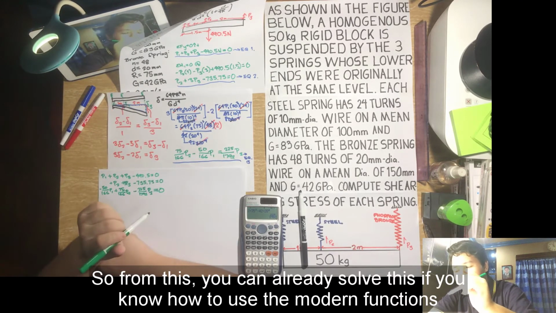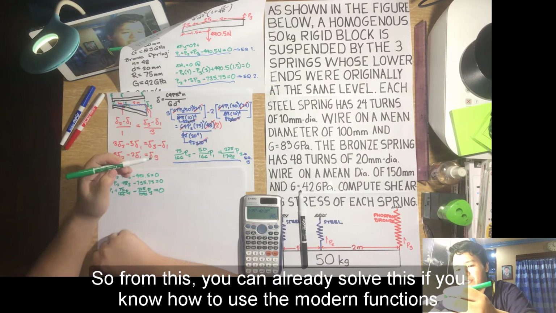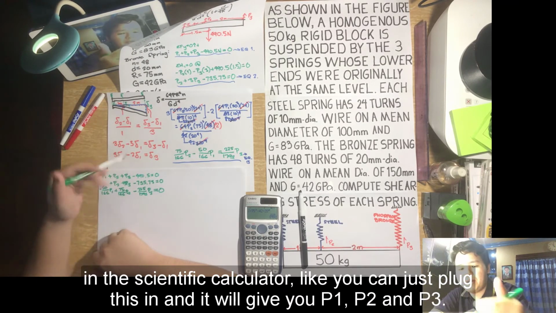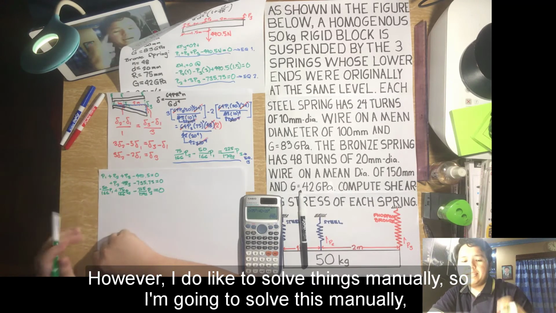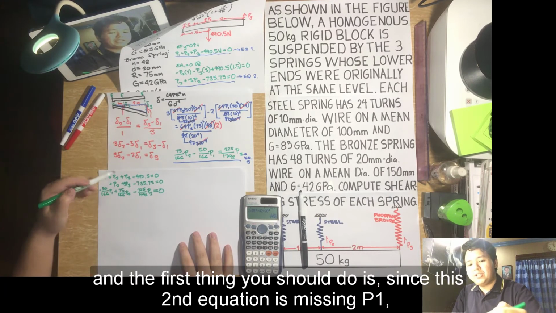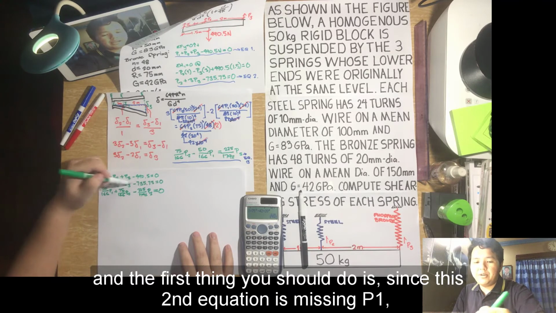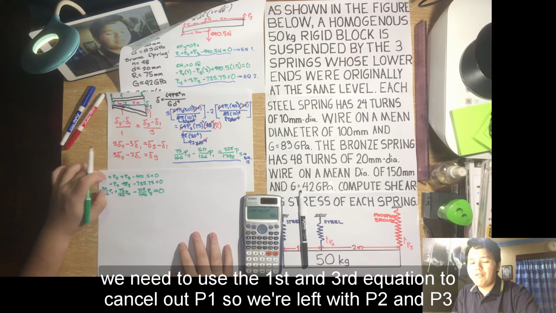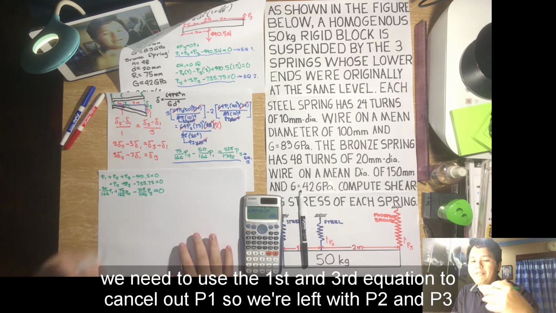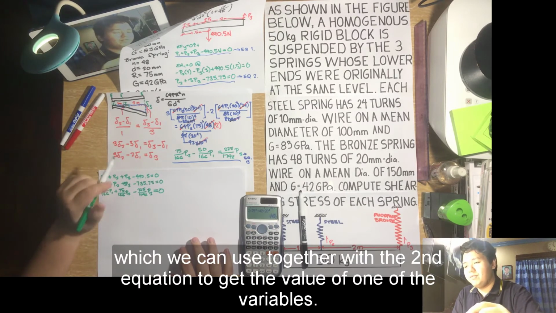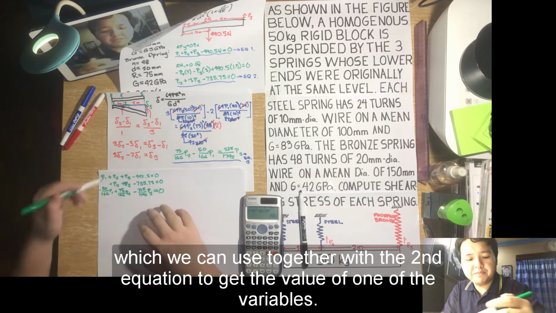From this you can already solve this if you know how to use the modern functions in the scientific calculator. You can just plug this in and it will give you P1, P2, and P3. However, I like to solve things manually. Since the second equation is missing P1, we need to use the first and third equations to cancel out P1, so we're left with P2 and P3, which we can use together with the second equation to get the value of one of the variables.